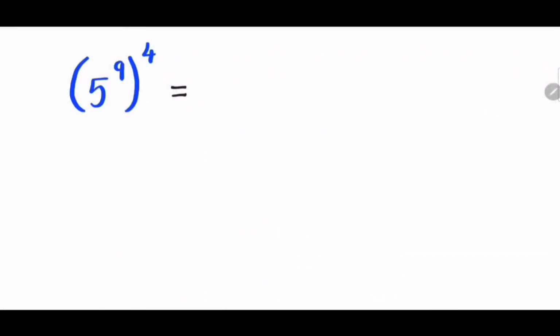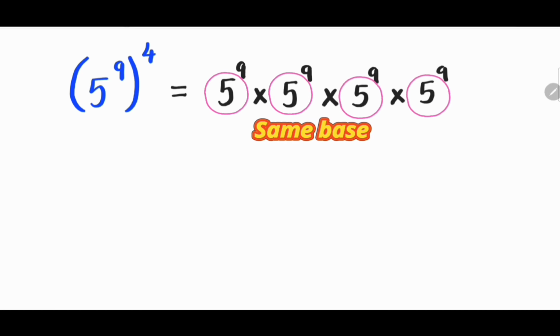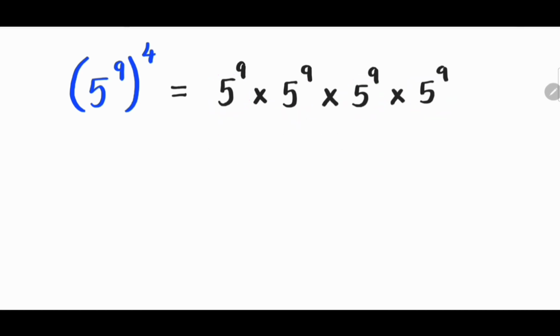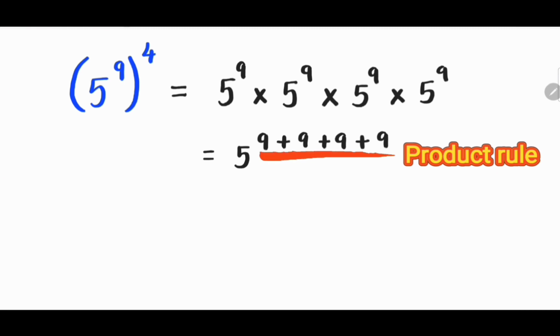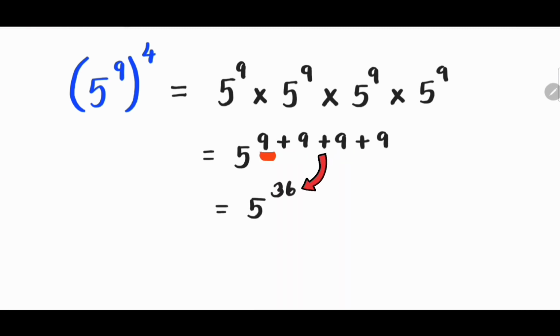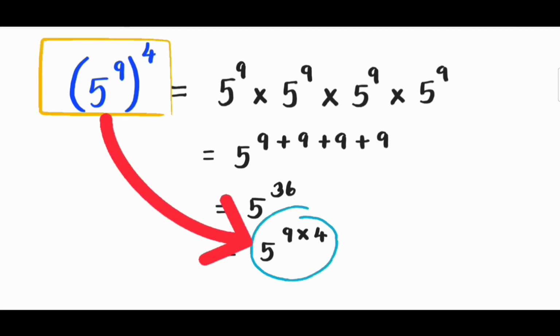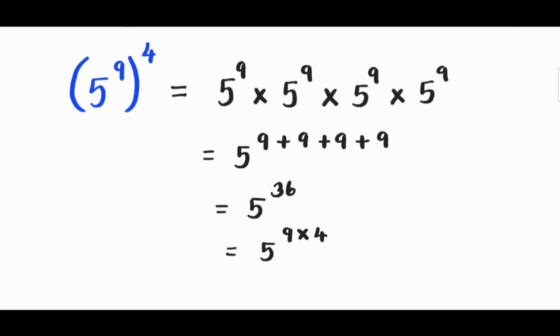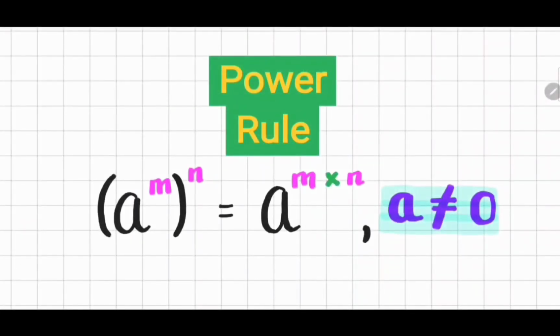It also works for other numbers. So we can write this as this. So in general, the power rule says that first you multiply m times, then you have to do that n times, for a total of m multiplied by n times, where a should not be equal to 0.